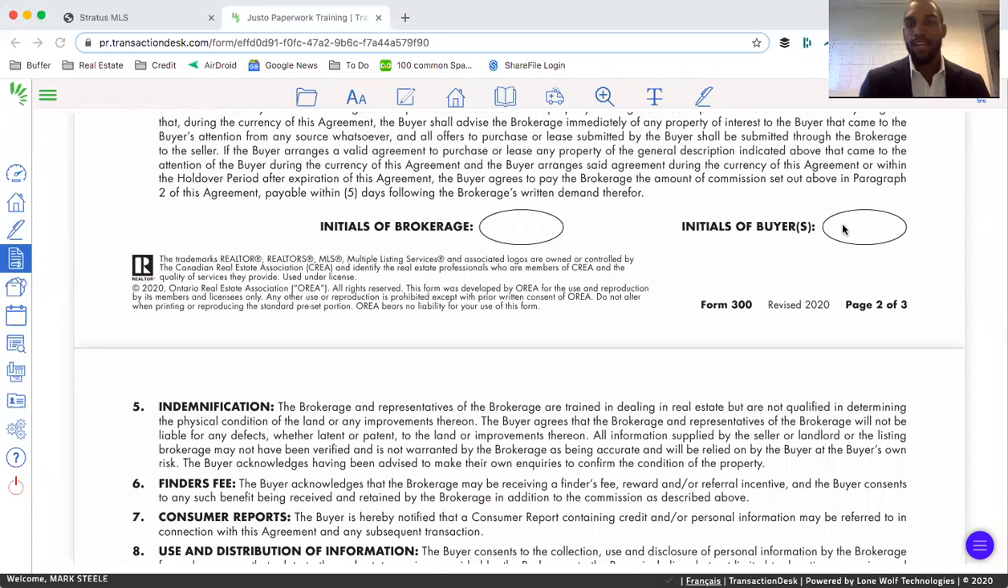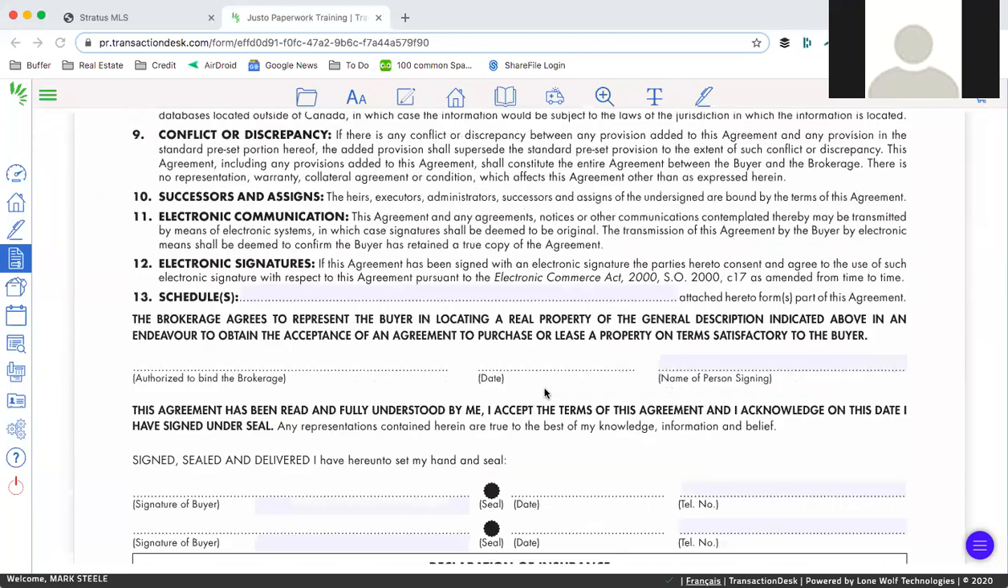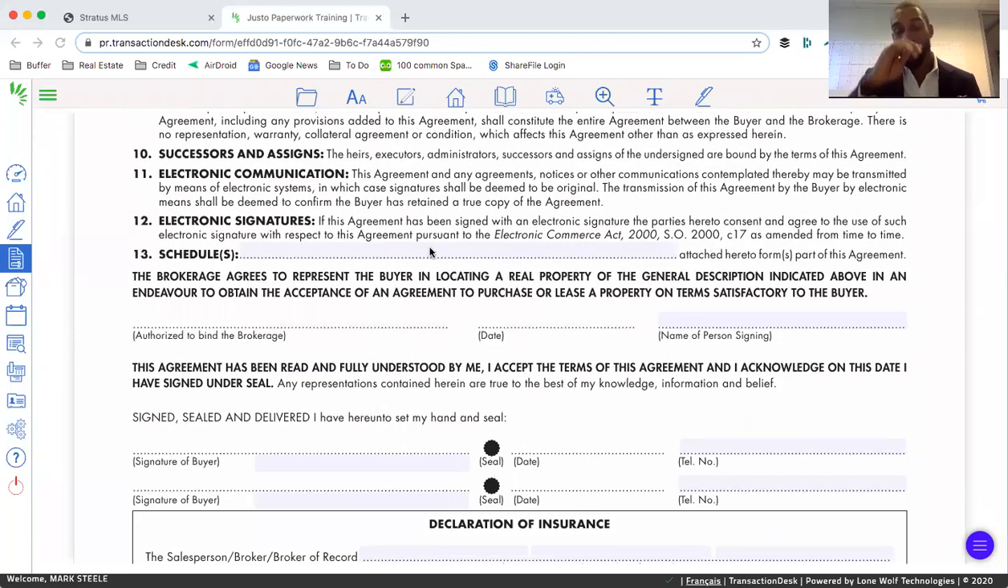All right, so I'm going to skip over most of that for now to show you how to fill everything in. Okay, again, your clients will sign in this paper, in this circle here. You're going to initial in this circle here. Scrolling down some more, if there are any schedules to your BRA, you're going to put what schedules there are. So as you know, with Justo, we have a Schedule A for our BRA. So we're just going to put the letter A right there, okay?